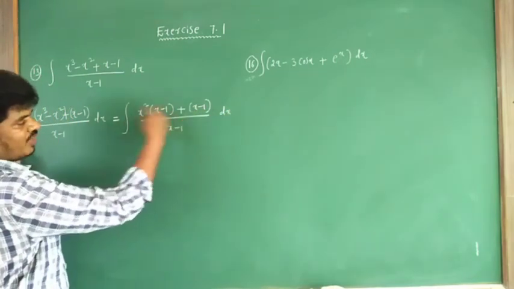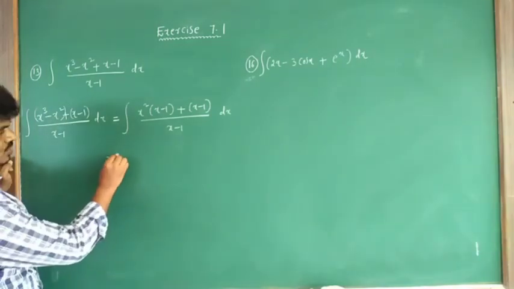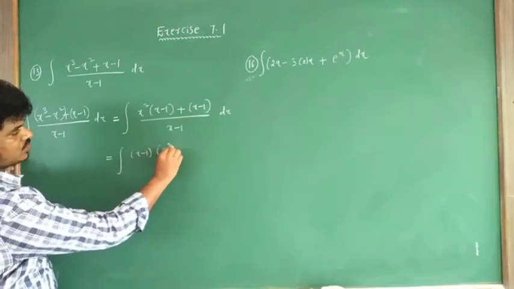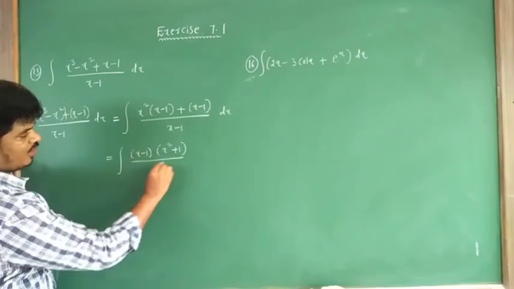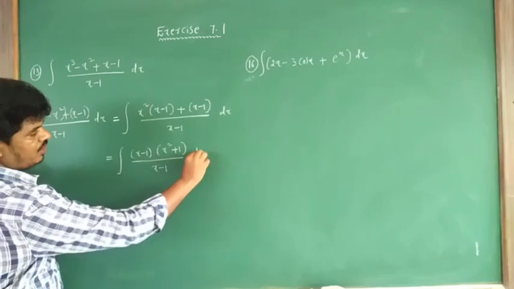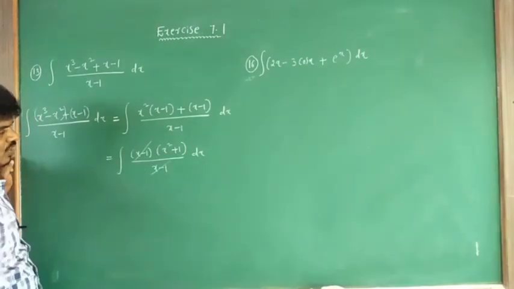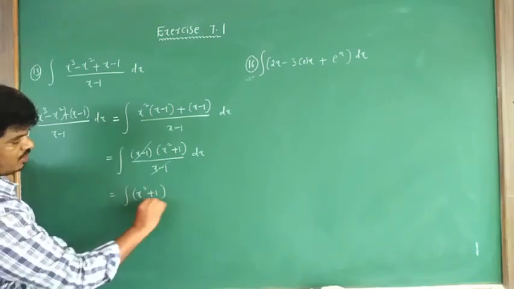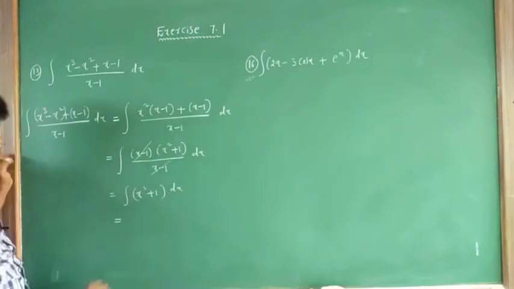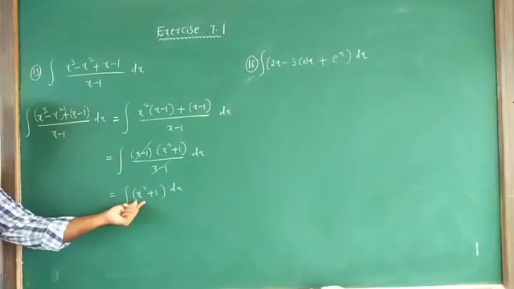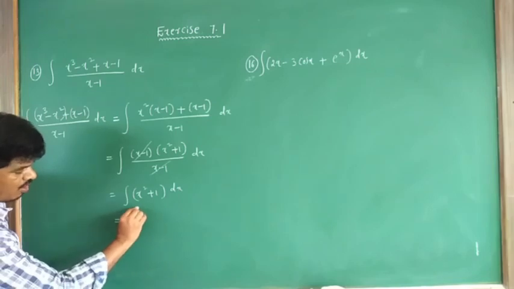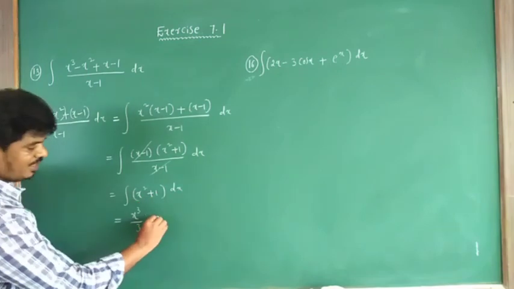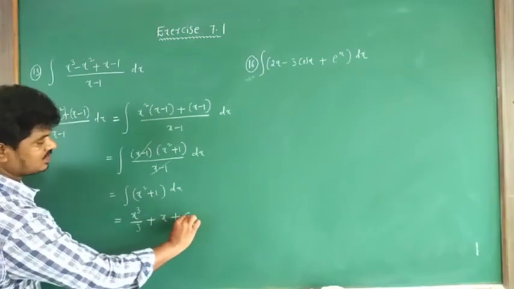From these two terms we can take x minus 1 common. So integral of x minus 1 into x square plus 1 divided by x minus 1 dx. Here we can cancel this x minus 1. So integral of x square plus 1 dx. I am writing directly the integral of x square is x to the power of 3 divided by 3 plus the integral of 1 is x plus c.